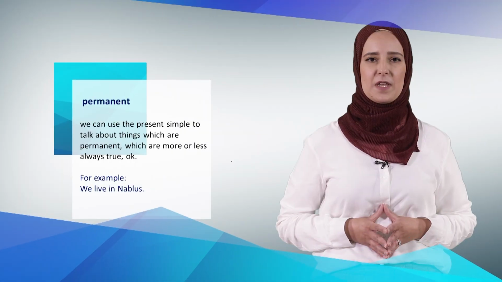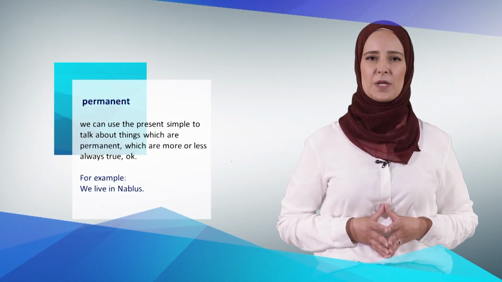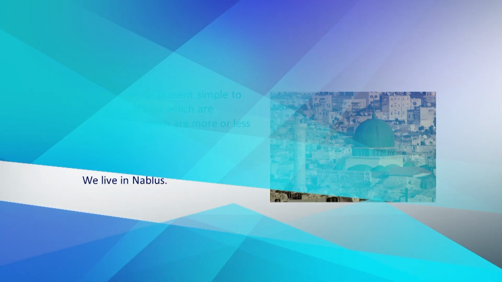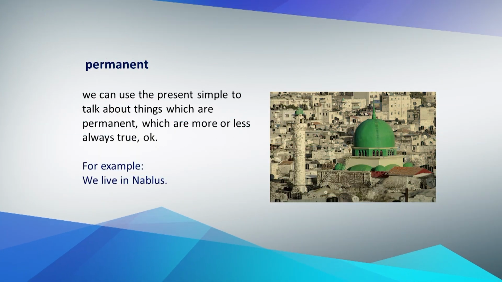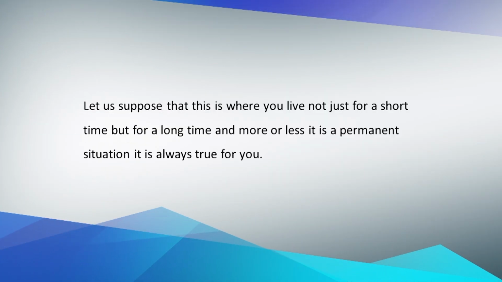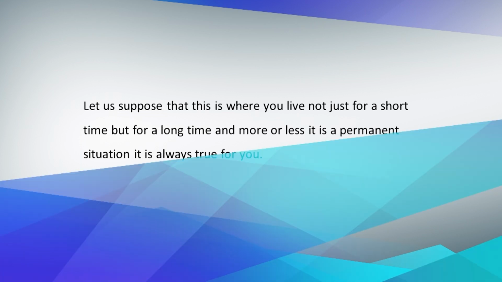First of all, we can use the present simple tense to talk about things which are permanent, which are more or less always true, okay? For example, we live in Nablus. Let us suppose that this is where you live, not just for a short time, but for a long time, and more or less, it is a permanent situation which is always true for you.